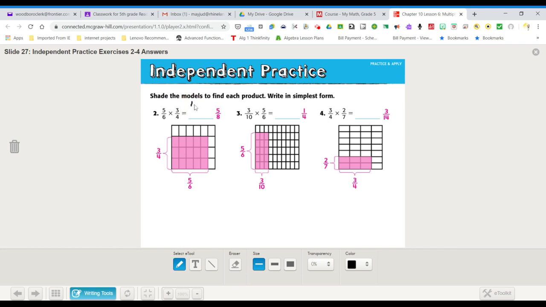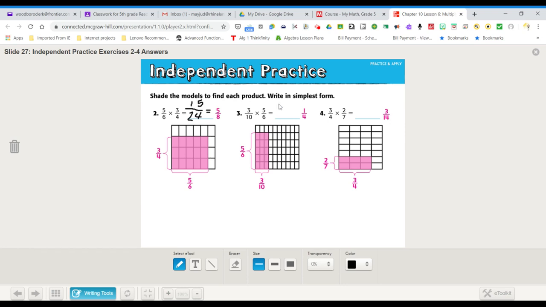So we started out here at 15/24 as our answer, because when you multiply straight across, 5 times 3 is 15, 6 times 4 is 24. They came up with 5/8. How did they get that? Well, they divided by the greatest common factor. What was that greatest common factor? If you said 3, you are right, because 15 divided by 3 is 5, 24 divided by 3 is 8.